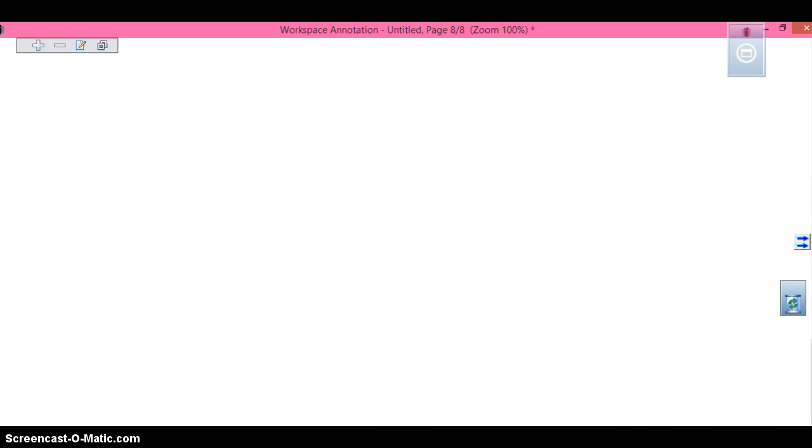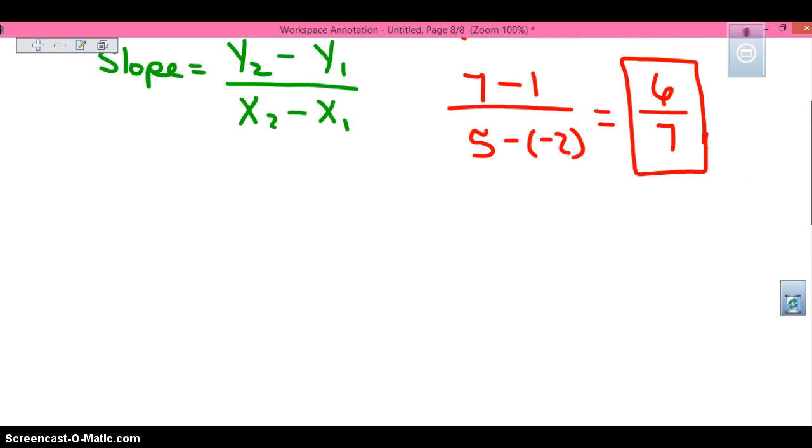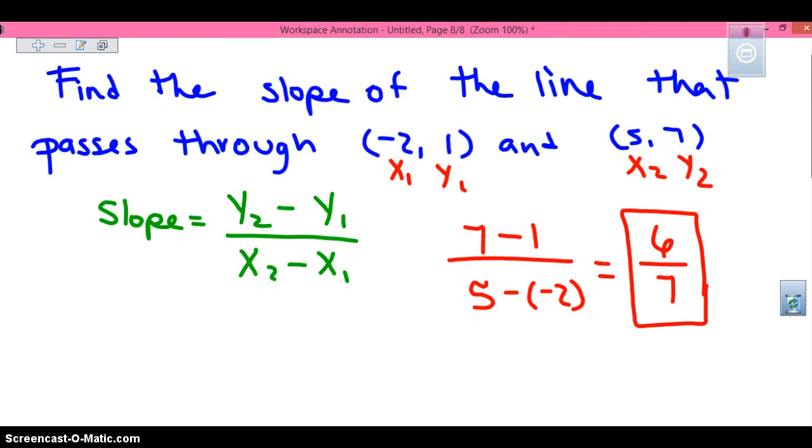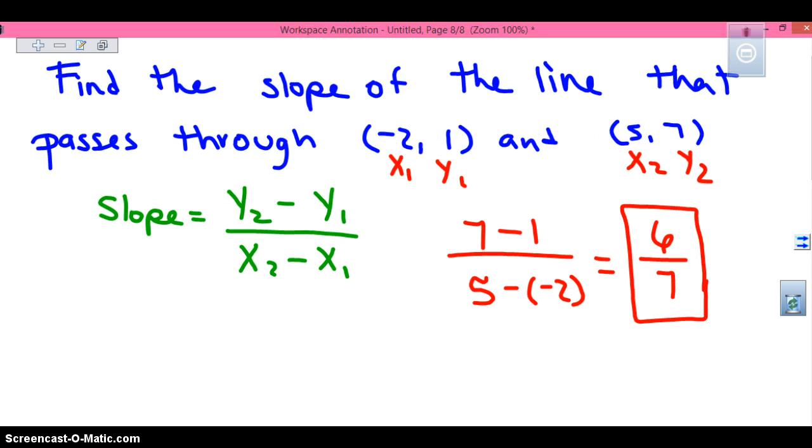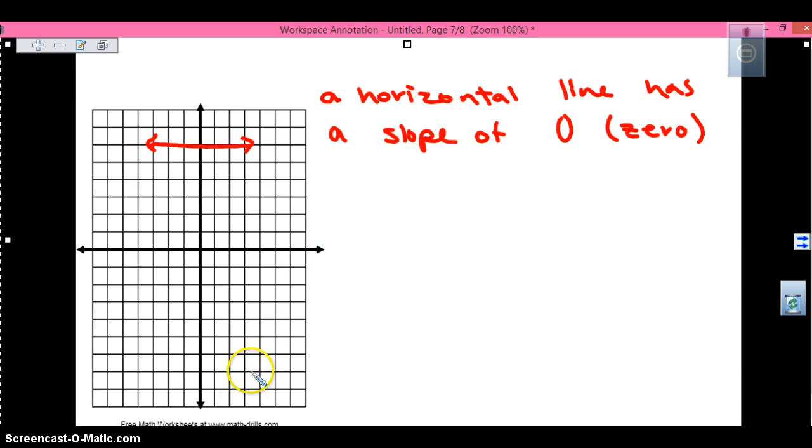Can you try this next one? Find the slope of the line that passes through ordered pair 2, 5 and 4, 7.